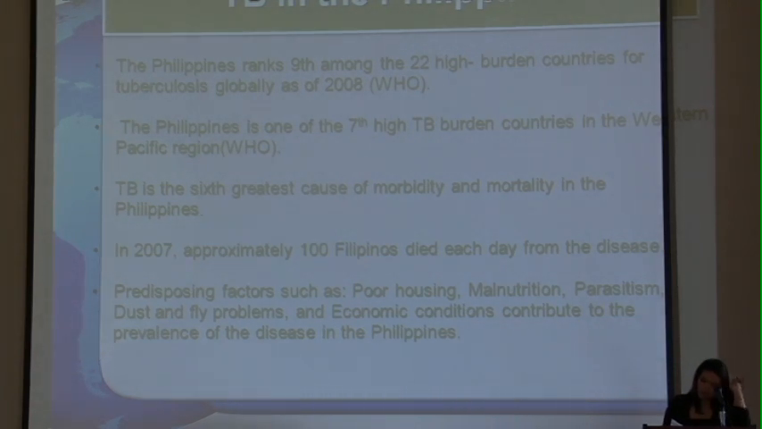So, tuberculosis in the Philippines. The Philippines ranks 9th among the 22 high-burden countries for tuberculosis globally as of 2008. The Philippines is one of the 7 high TB burden countries in the Western Pacific region. TB is the 6th greatest cause of morbidity and mortality in the Philippines. In 2007, approximately 100 Filipinos died each day from the disease. Predisposing factors such as poor housing, malnutrition, parasitism, dust and fly problems, and economic conditions contribute to the prevalence of the disease in the Philippines.